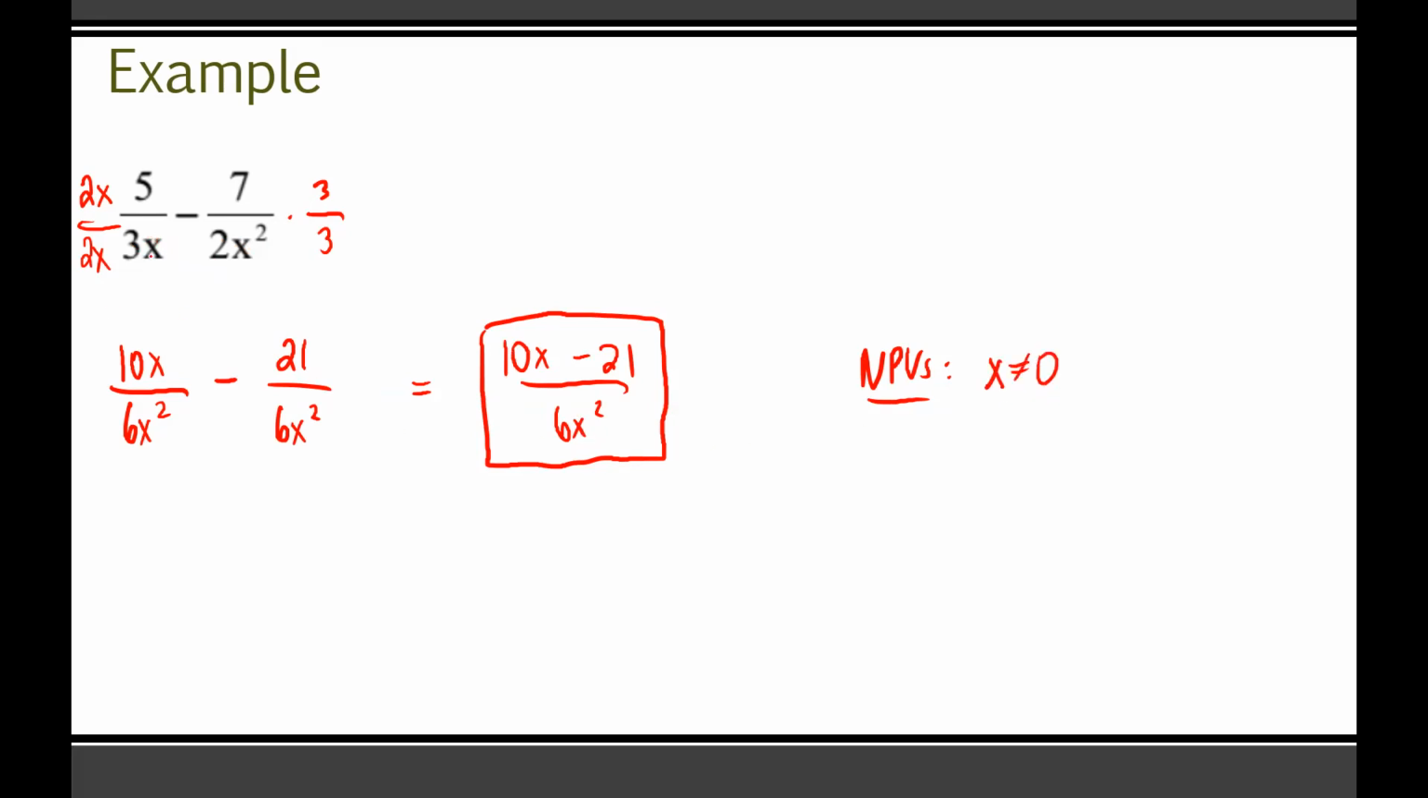Because if x was 0, this would be 0. If x was 0, this would be 0. Both ways, we'd have x cannot equal 0 as an NPV. Anyway, let's try another question.